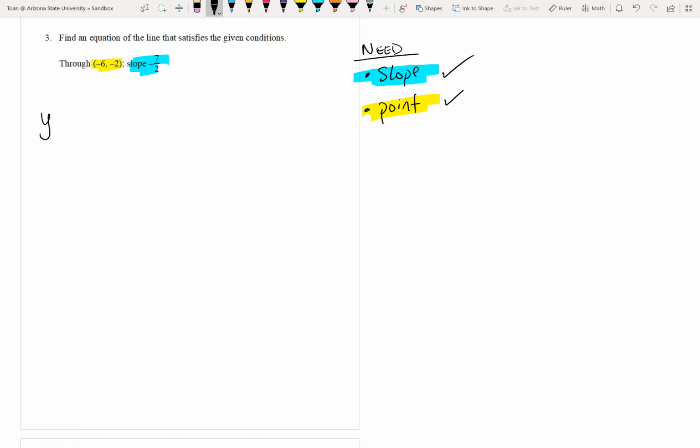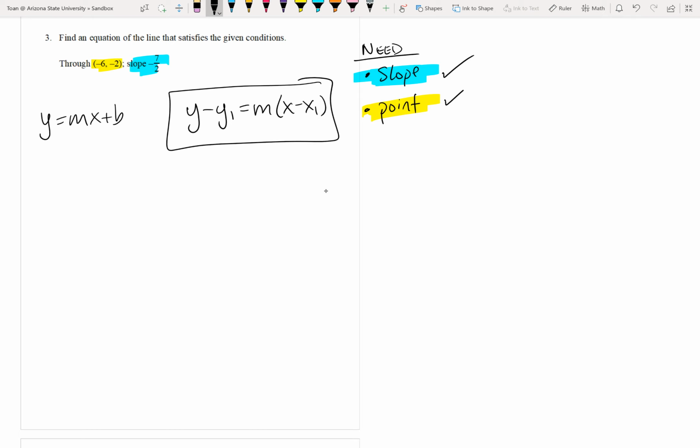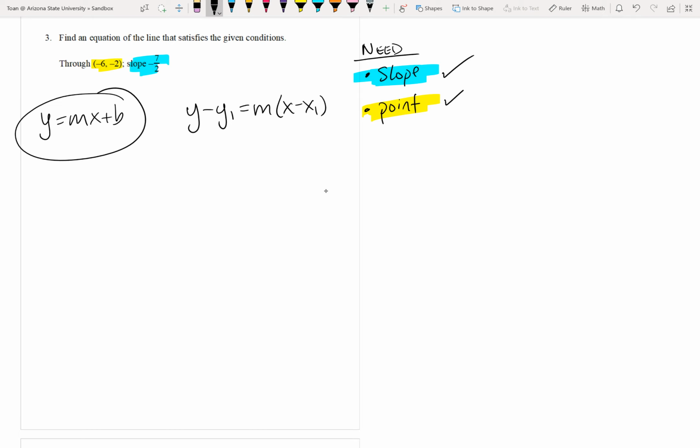You can use y equals mx plus b, or you can use y minus y sub 1 equals m times x minus x sub 1. I like to use this format, and that's what I'm going to show in my solution. That's what I did in my notes. But if you want to use y equals mx plus b, you should get the same answer in the end. So the idea is that this is your slope, and this is where you substitute in your point. The regular x and the regular y stay as variables.